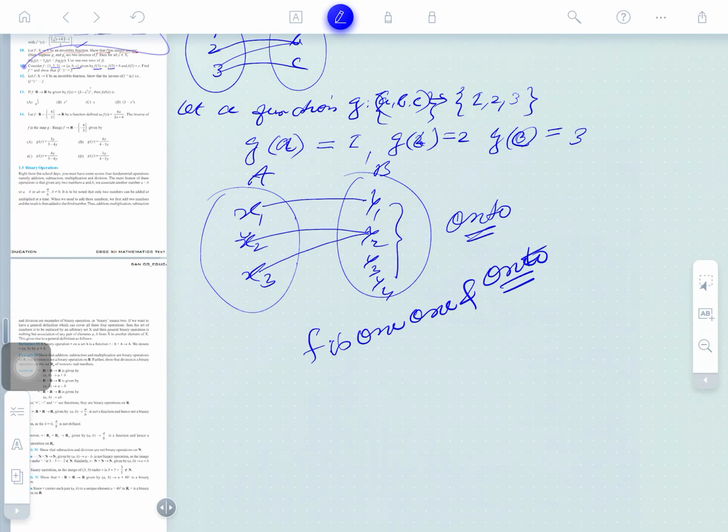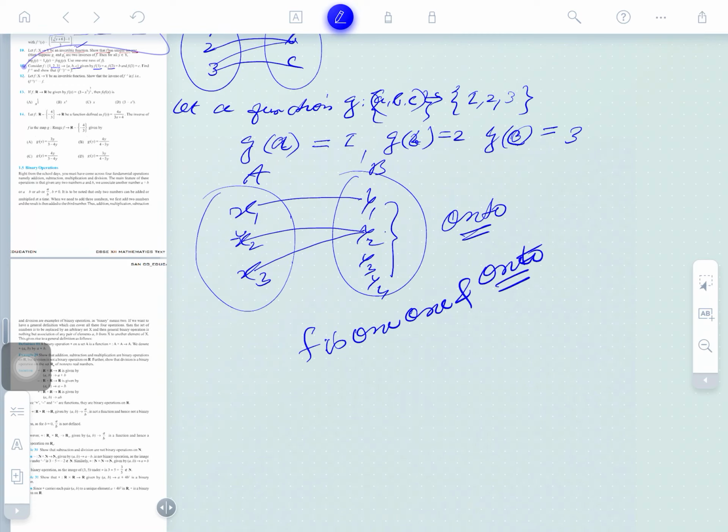So, what is the definition of onto? Here you may see that y3 is empty and y4 is empty, which means y4 does not have a pre-image. So, this type of mapping is not said to be onto.